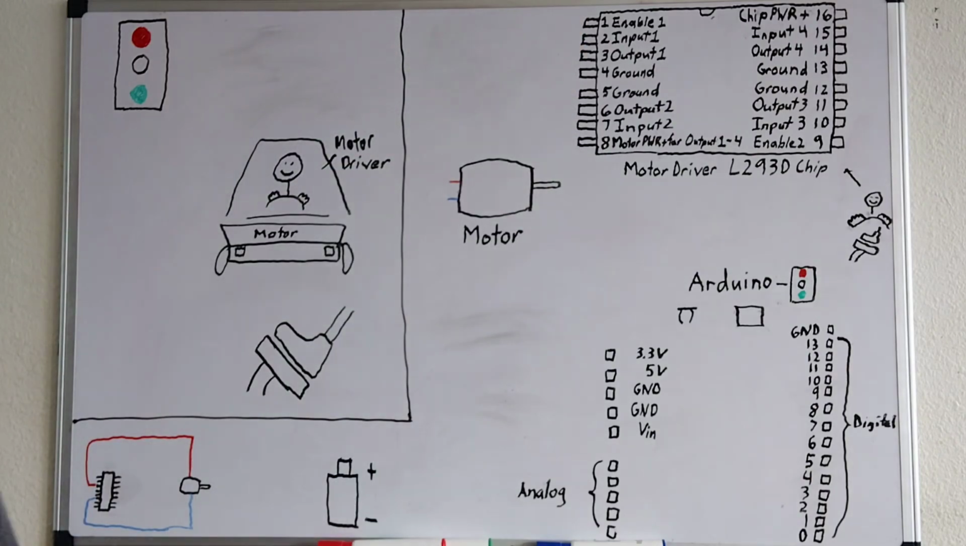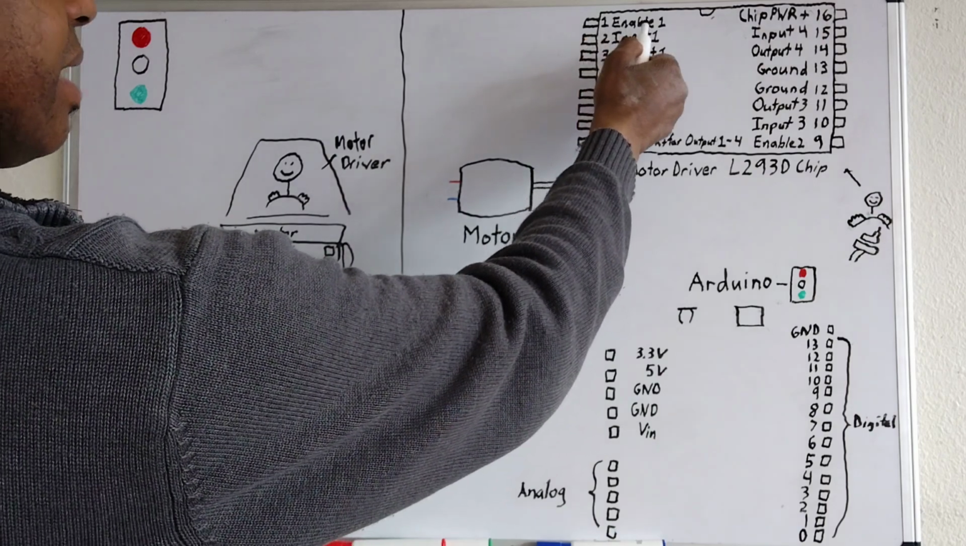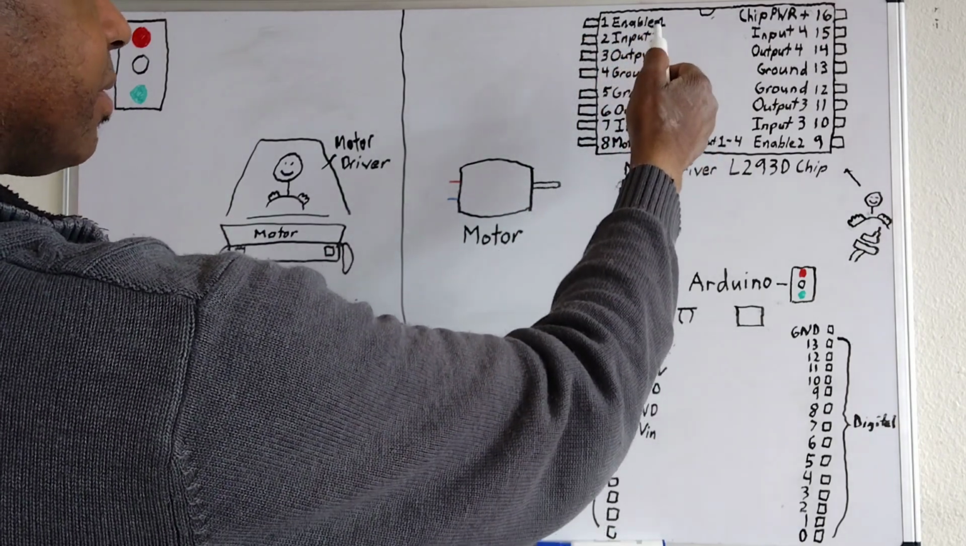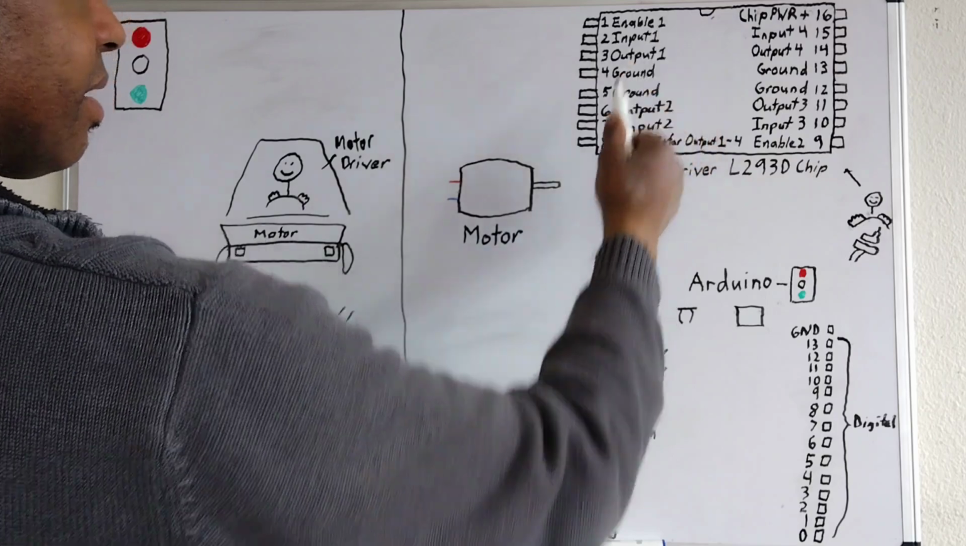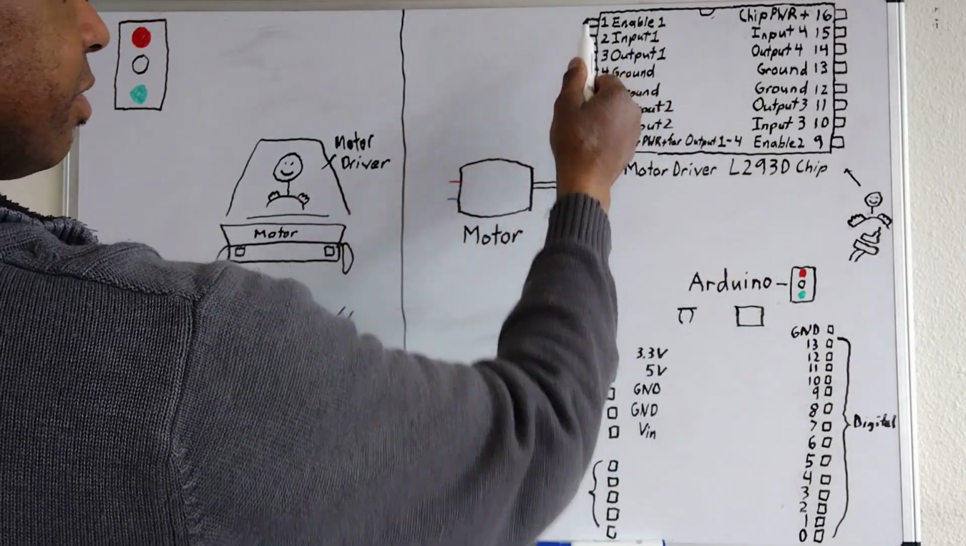Okay, so what are they here for? Well, okay, pin 1, enable 1. That basically enables the left side of the chip. Input 1 is the input from Arduino into it.